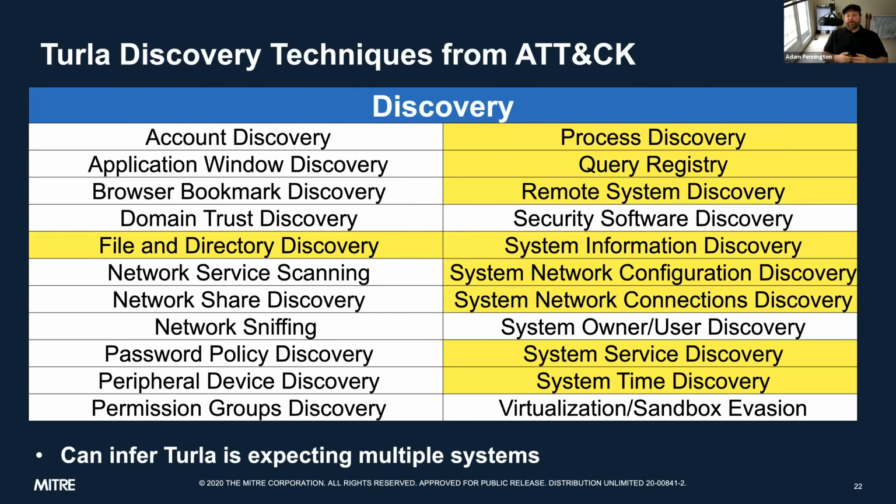So discovery is where we also get a lot of our information on what an adversary is looking for. And so there's not a ton here for Turla specifically. Something we can see here, if we start to look at it, is that they're doing a number of techniques that are looking for remote systems in the network. And so we might be able to infer that Turla is expecting multiple systems. Yeah, so I don't have a ton to work off from this.